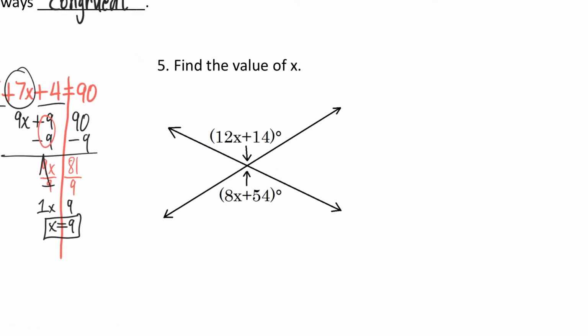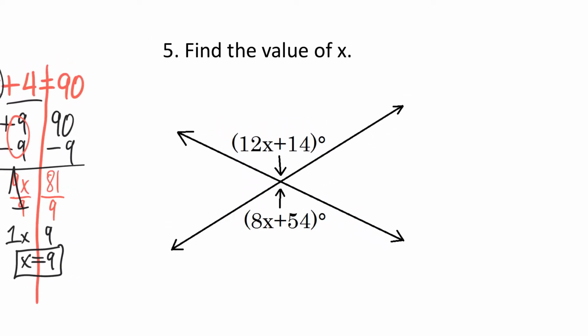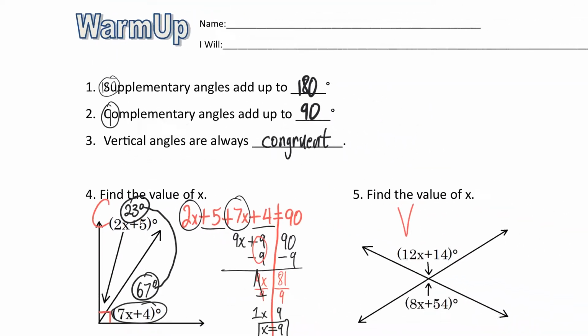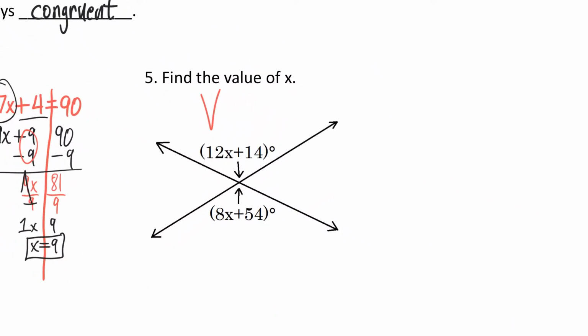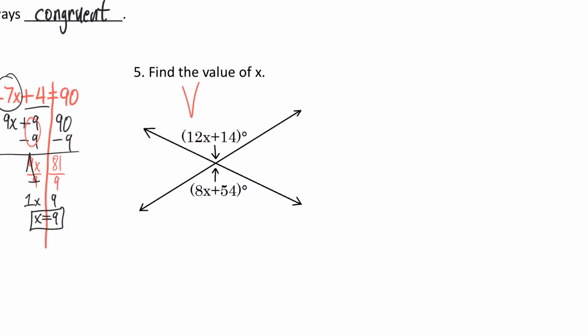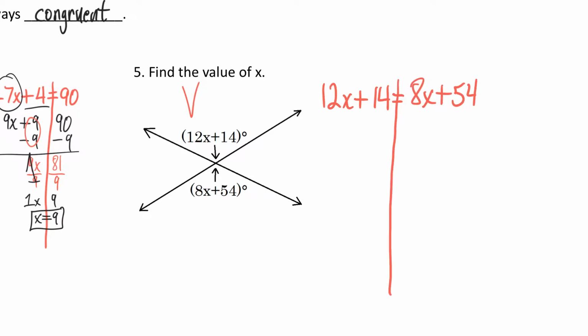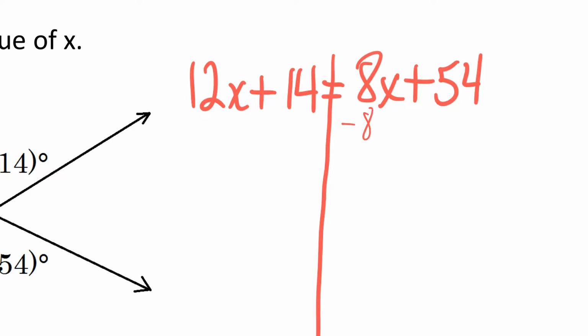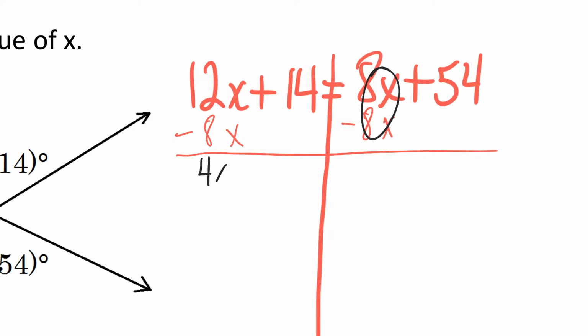All right. So on number 5, what type of angles are these? These are vertical angles. What do I know about vertical angles? They're always congruent. So on these, it's not like they add up to equal something. It's just that they're equal to each other. And then we're going to solve for x from there. So what's my first step? Minus 8x. This zeroes out. This gives me 4x plus 14 equals 54.